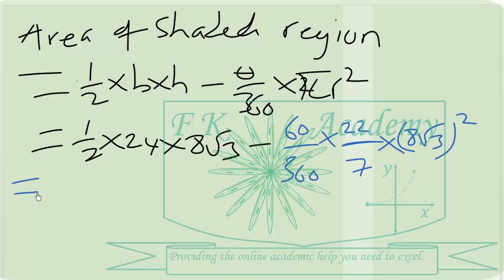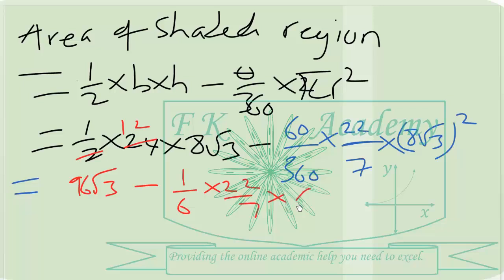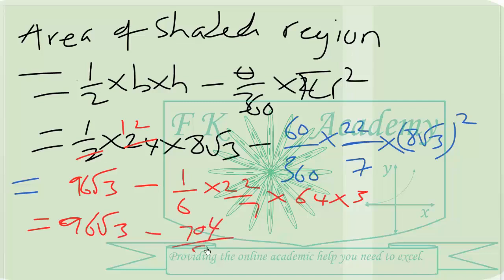So this will give us, remember that 2 will go here 12 times, so that will give us 96 root 3 minus 1 over 6 times 22 over 7 times 8 squared is 64 times root 3 squared is 3. So this will simplify to 96 root 3 minus 704 over 7.